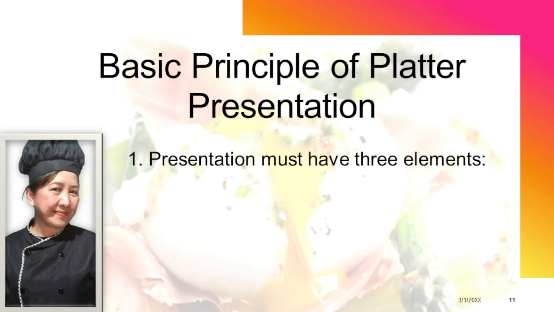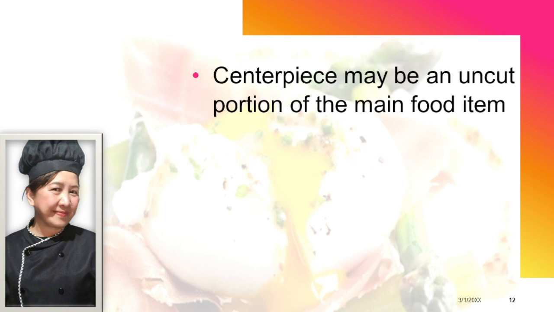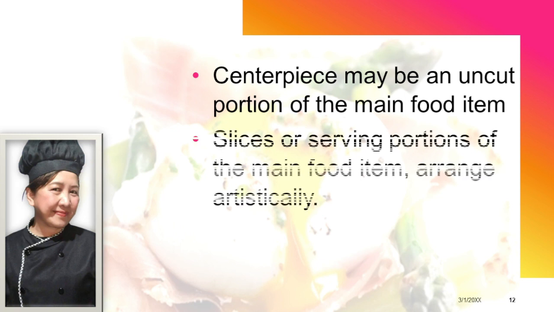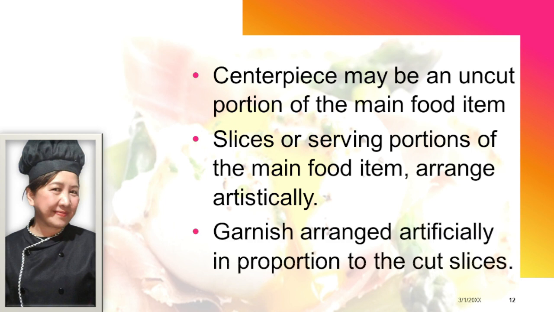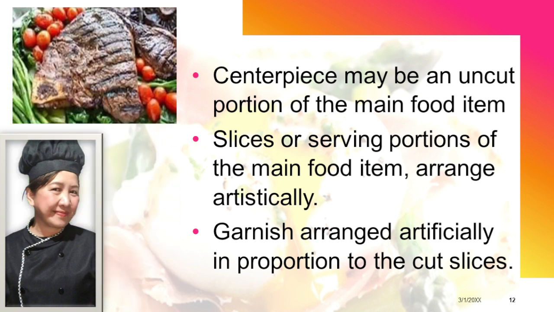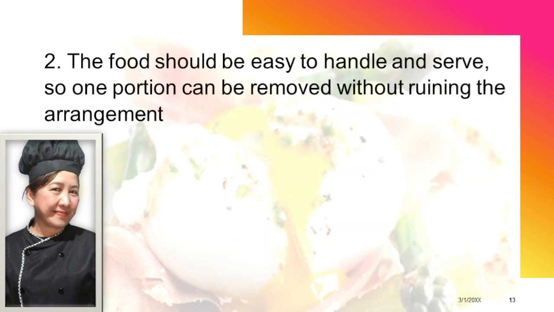Presentation must have 3 elements. The elements are: number 1, centerpiece, which may be an uncut portion of the main food item. Second, slices or serving portions of the main food item, arranged artistically, and the third is garnish, arranged artistically in proportion to the cut slices. So again, the 3 elements are centerpiece, slices or serving portions, and the third, garnish or garnishes.